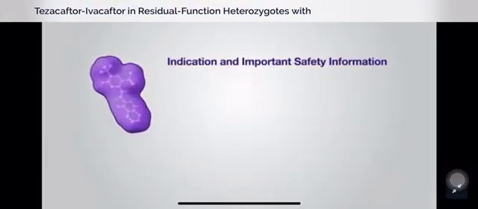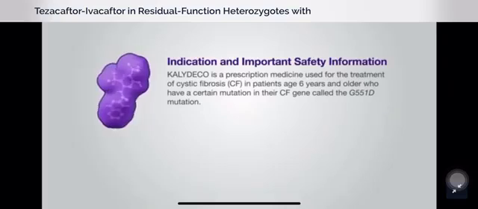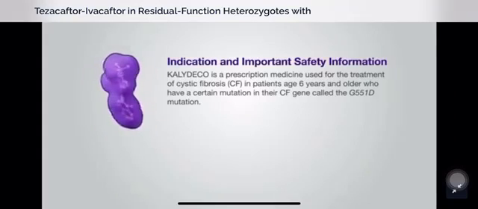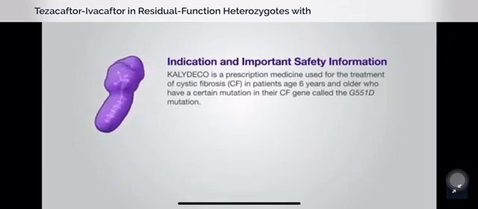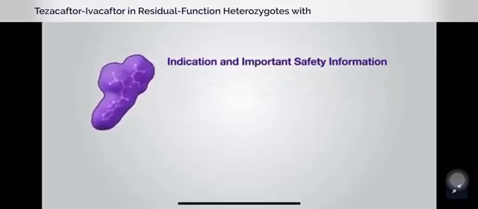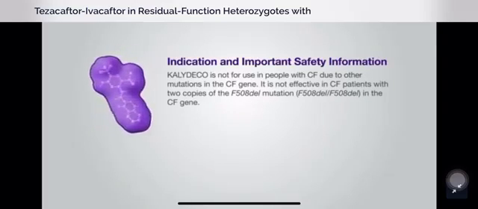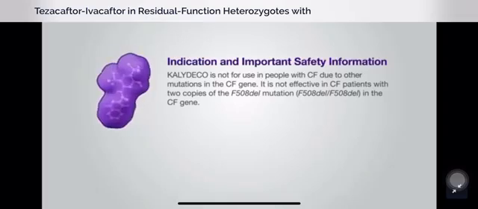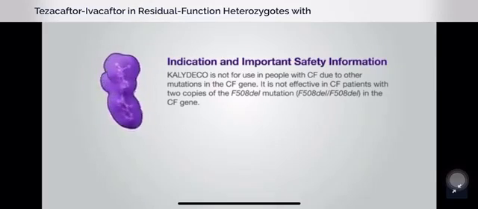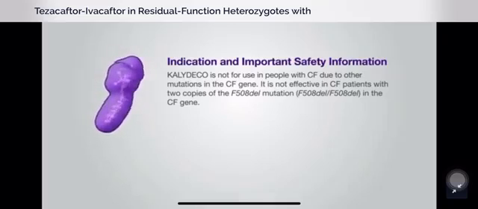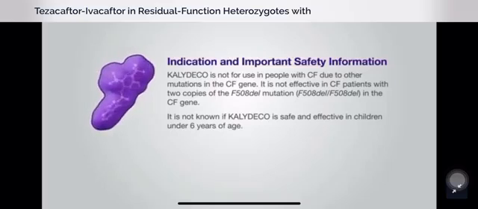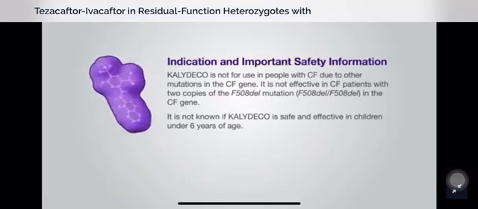Indication and important safety information. Kalydeco is a prescription medicine used for the treatment of cystic fibrosis, or CF, in patients aged 6 years and older who have a certain mutation in their CF gene called the G551D mutation. Kalydeco is not for use in people with CF due to other mutations in the CF gene. It is not effective in CF patients with 2 copies of the F508del mutation in the CF gene. It is not known if Kalydeco is safe and effective in children under 6 years of age.